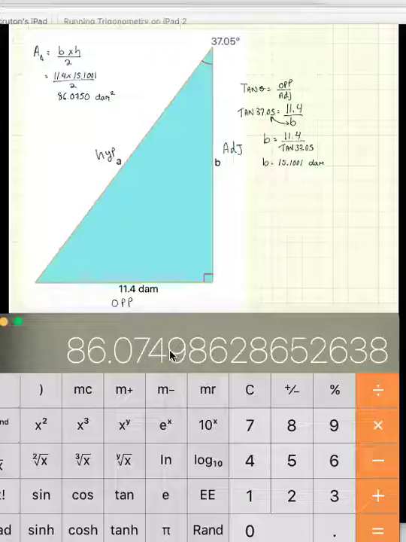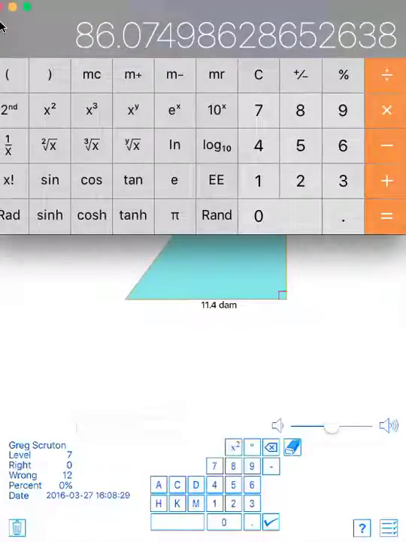All right, back to the program. Answer my handy dandy calculator right here. 86.075. And I'm just not going to bother writing the 0. Space, decameters, D-A-M, and then square. So I'm clicking on that square button. All right, and then we click on the check button to check to see if we're right.